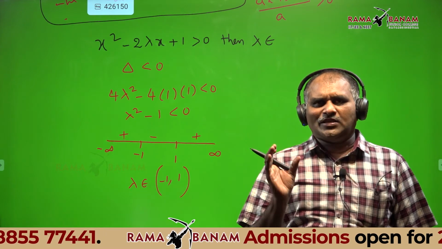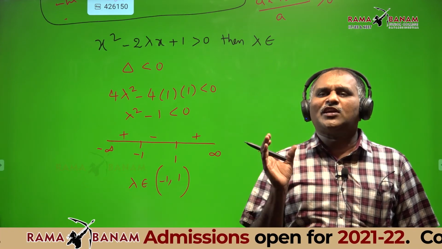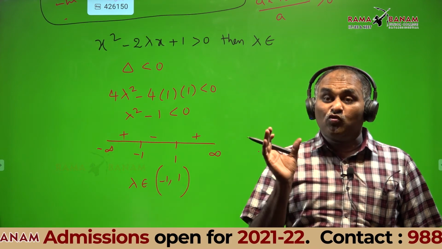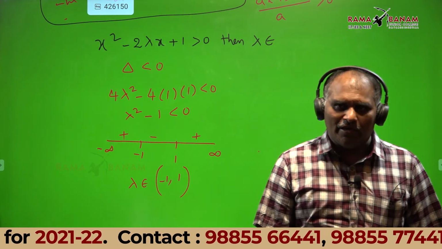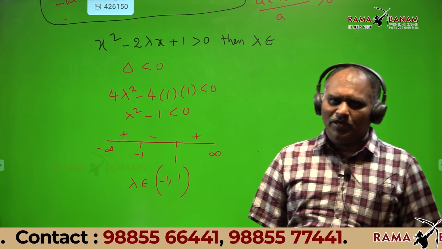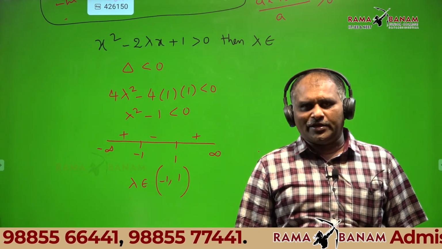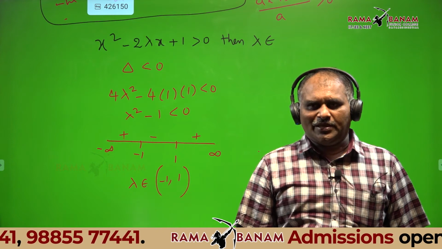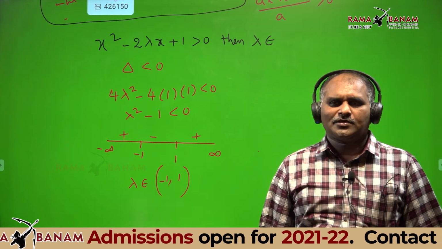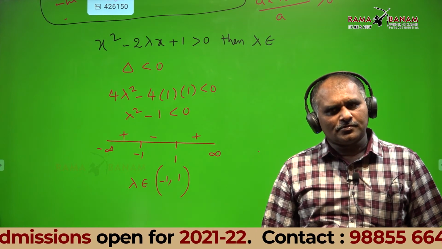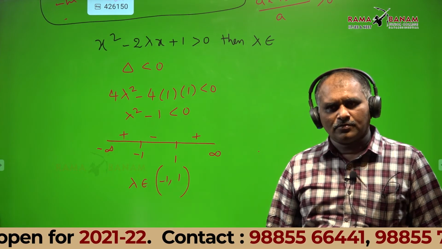Number line representation means the wavy curve method, which you can use for questions of inequality. When an inequality is there, this is the method. Okay, clear? Sir, please tell the last step once again, sir.